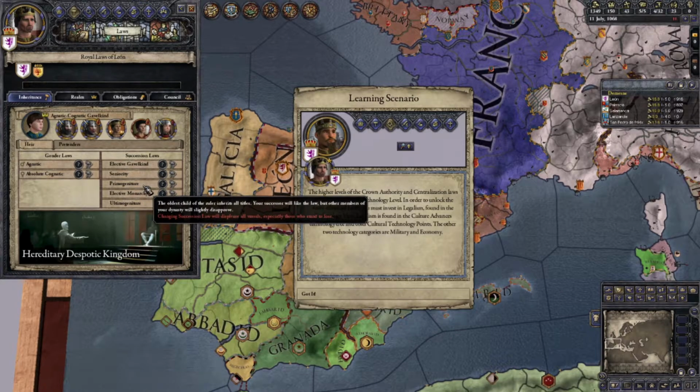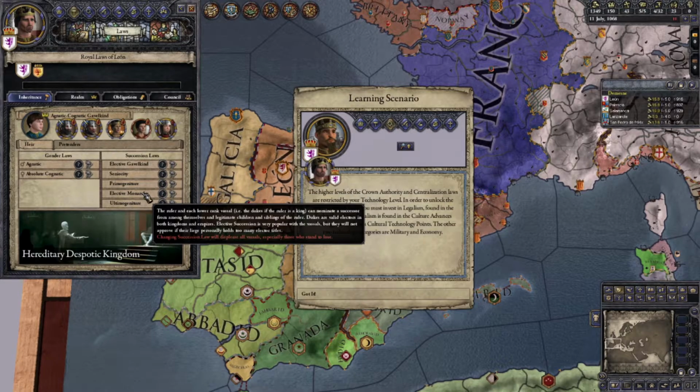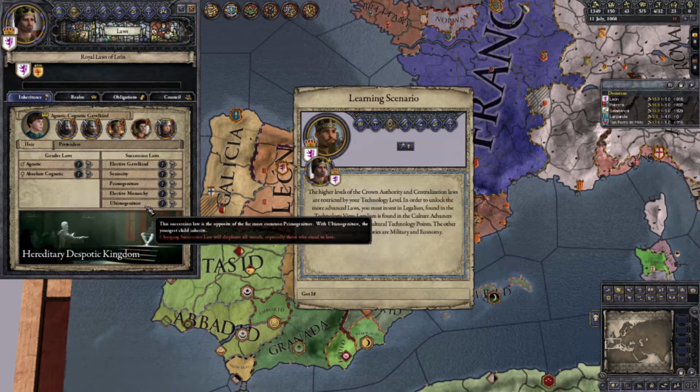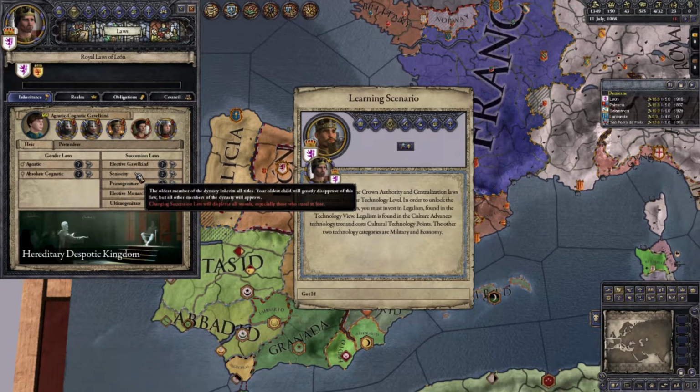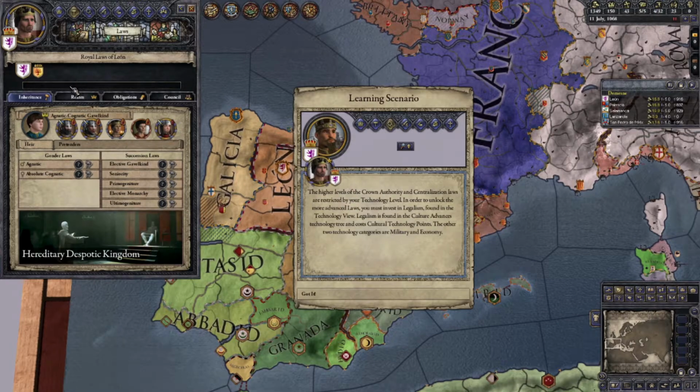Alright. Primogeniture, the oldest child of the ruler, inherits all titles. Elective monarchy, the ruler and each lower rank vassal, dukes, can nominate a successor. Ultimogeniture, the youngest child. That would be so weird to have as a system. But yet, I mean, also having the oldest person, if you live a really long time and have a lot of kids, kind of weird. I don't know, everything's weird. Monarchies are weird. Hereditary despotic kingdom.